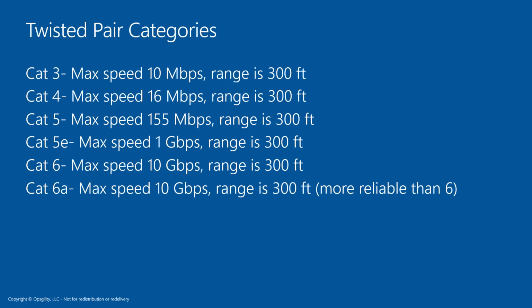Cat 6a also had a max speed of 10 gigabits per second, and its range is 300 feet. However, it's a little bit more reliable than Cat 6. So they gave it a little bit of an upgrade. It doesn't make it any faster and it doesn't go any longer.